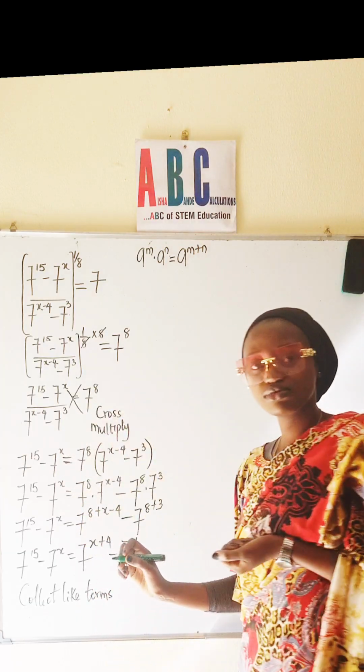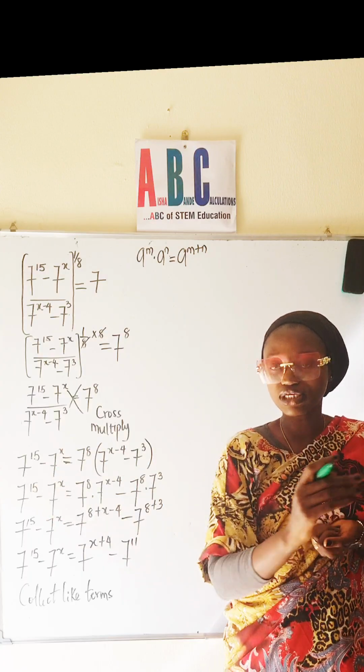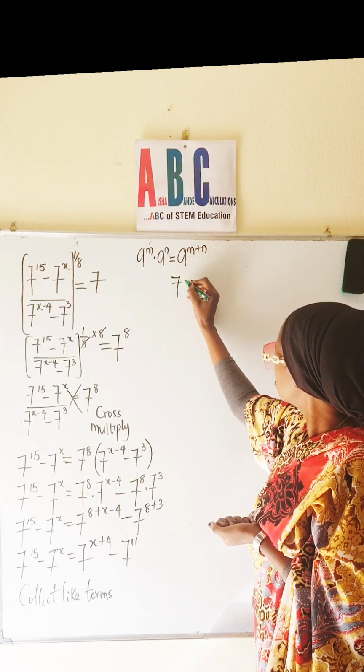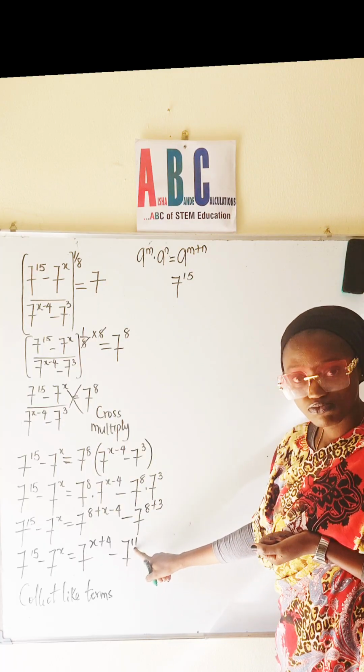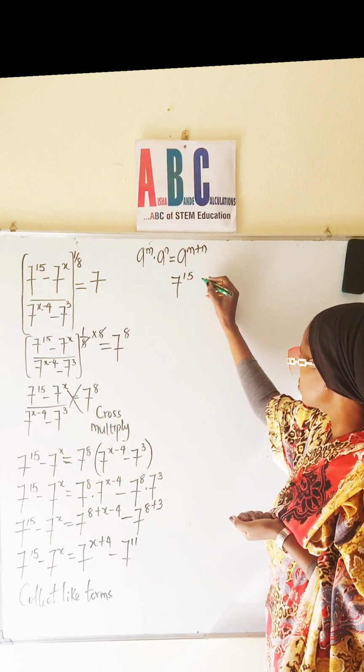So collecting like terms means we take the terms that are the same on one side, the other terms on the other side. So now let's do this. So we have 7 to the power of 15. Now this is 7 to the power of 11, but it has a negative value here. It crosses the equal sign to become a positive value.